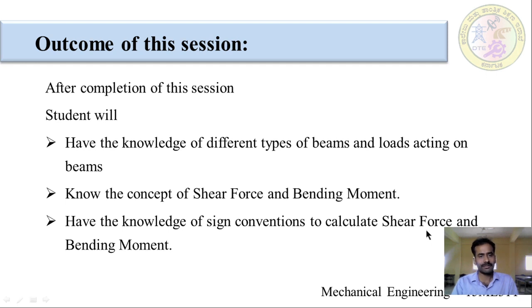The outcome of this session: after the completion of this session, you are going to have knowledge of different types of beams and loads acting on the beams. We have studied different types of beams and also the different types of loads which are acting on the beams, and we have studied the concept of shear force and bending moment, and the knowledge of sign conventions to calculate shear force and bending moment.